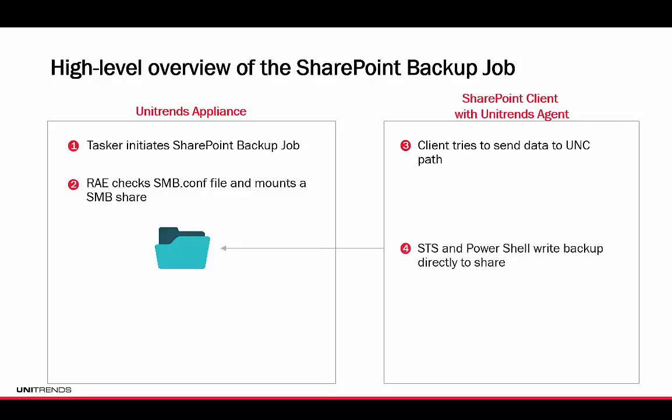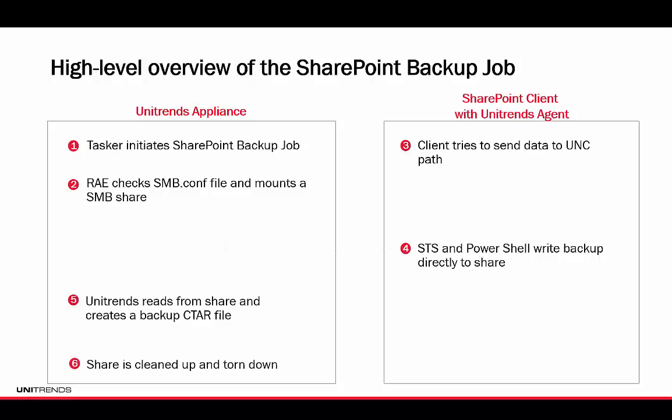Now, the security token service and PowerShell write the backup directly to the share through that UNC path. From the Unitrends side, it reads from the share and creates the backup in a CTAR. Compressing tape archiver, a CTAR, it's an old term. It's not really writing it to tape, it's just a term. We use CTAR for our backup formats on Unitrends. Once that backup's done, the share is then cleaned up and torn down once that backup process is completed.